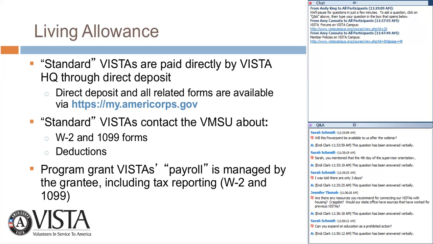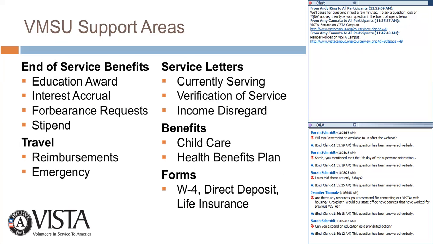We also want to mention that VISTA members are eligible for income disregard, which means that during their service term, if they were receiving public benefits prior to becoming VISTA members, their benefits cannot be terminated or reduced as a result of their VISTA member service. If a VISTA member needs an income disregard letter or classification, they can contact the VMSU. This is another VMSU support area, and specifically within the service letters, they can access those service letters.